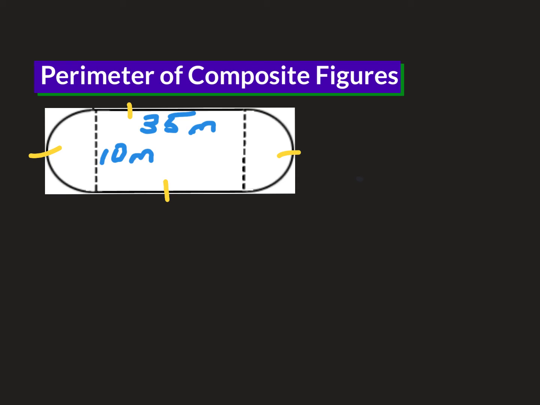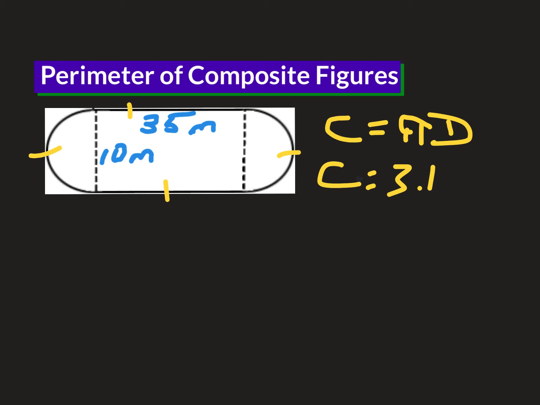The formula for circumference of a circle is C equals pi, which is 3.14, times d, or diameter. In this composite figure, the diameter is given. You can see I have it here, and I have it here. The diameter of the circle is 10 meters.